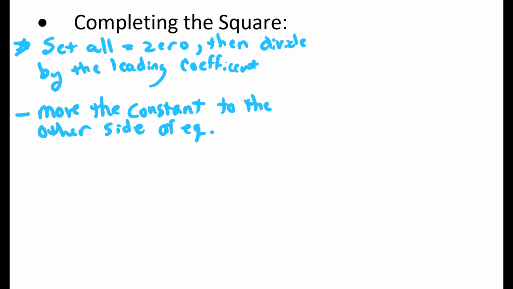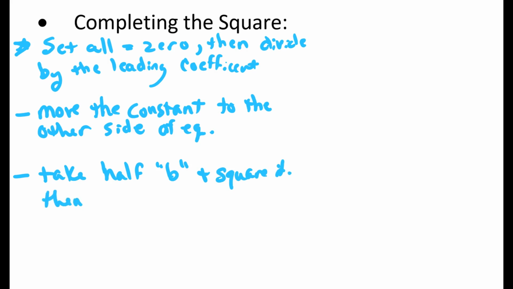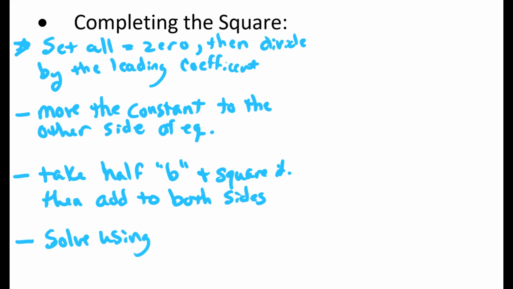And then, do you guys remember this part? You take half of the b and square it, completing the square. And then add to both sides. So a lot of this you'll remember more when we're doing it. Then there's the last thing. Then what do we do? Then we're going to solve using the square root method with a little bit of a twist.